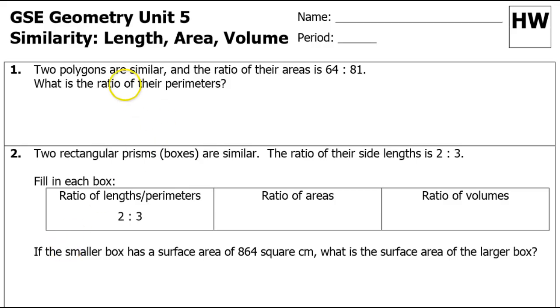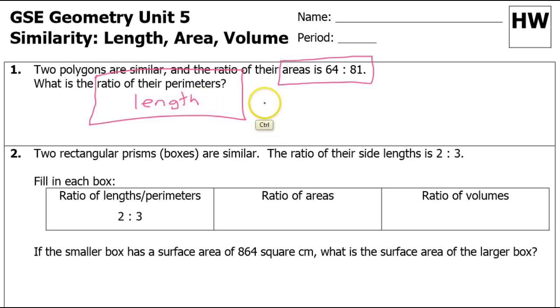So for example, problem number 1. Two polygons are similar, and the ratio of their areas is 64 to 81. What is the ratio of their perimeters? Here's the key. They're giving us areas, and they're asking us for perimeters, but is perimeter a length, an area, or a volume? Hopefully you can understand that perimeter is a length. So basically they're giving us area and they're asking us for length.